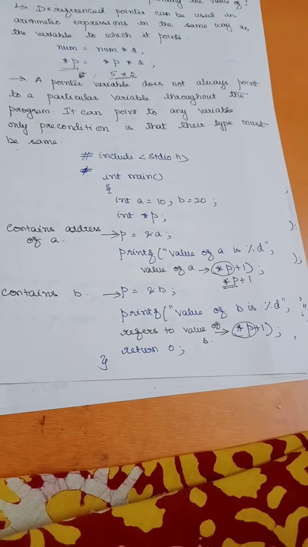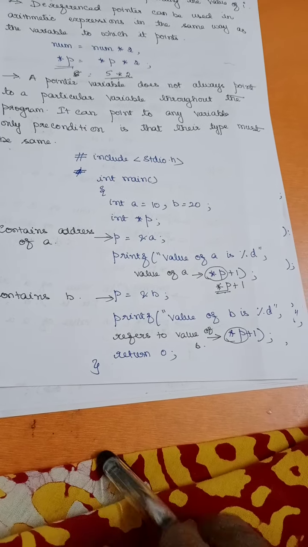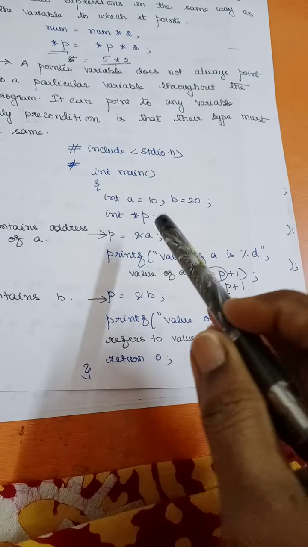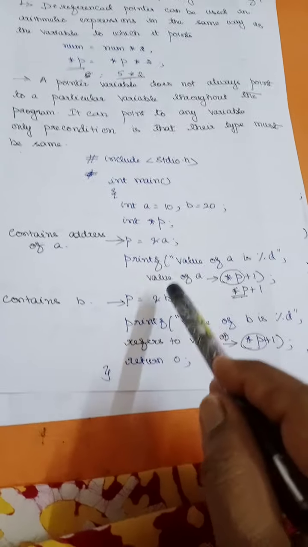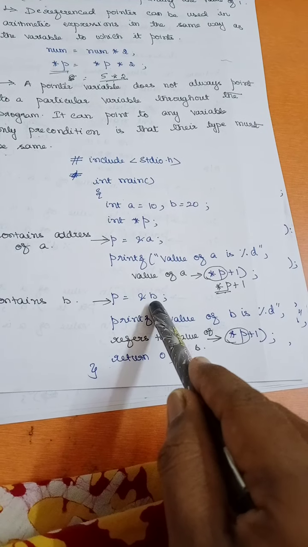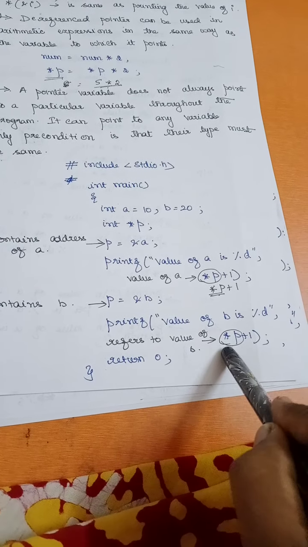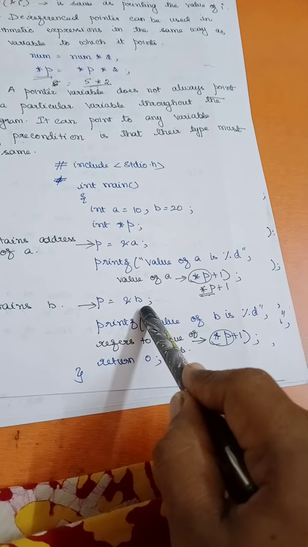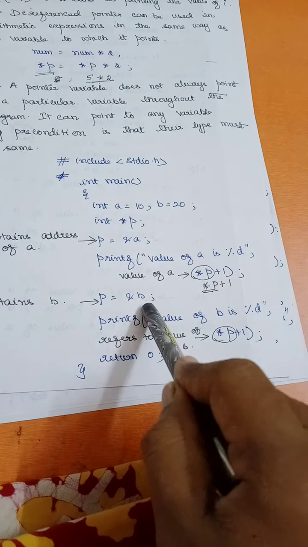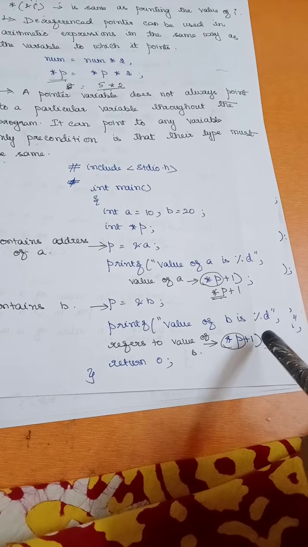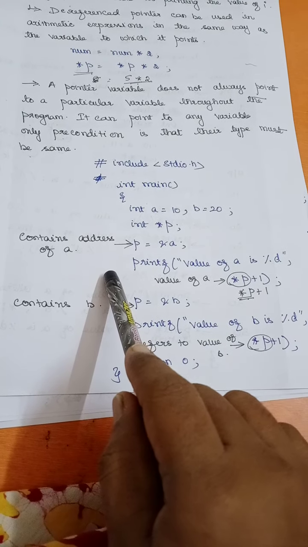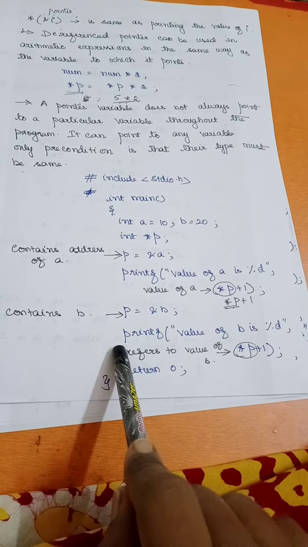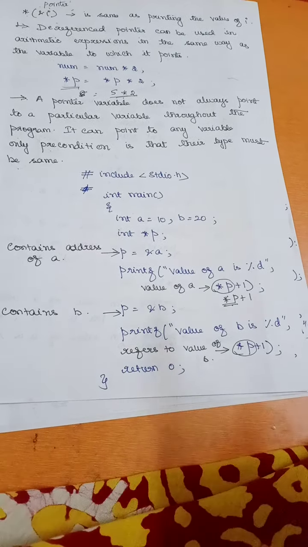Similarly, p equal to ampersand b. Now I can change the addresses. Earlier it contained the address of a. Now it is pointing to the address of b. Now star p no longer refers to a; it is pointing to b, so it refers to the value of b. So star p plus 1. Here my output is going to be 11, and here my output is going to be 21.